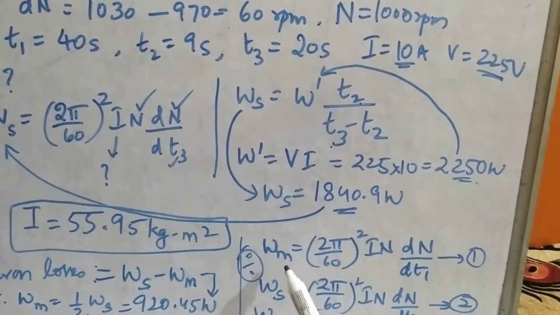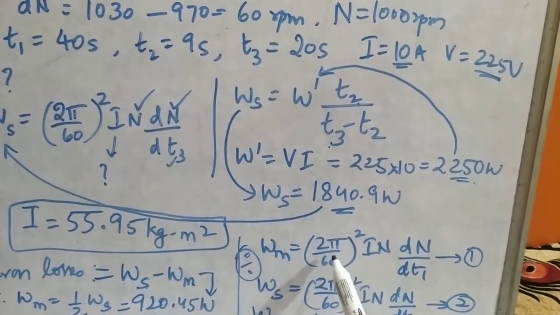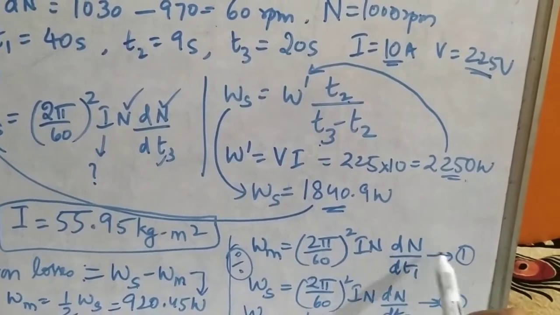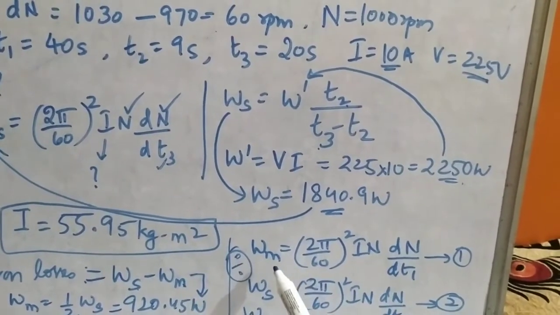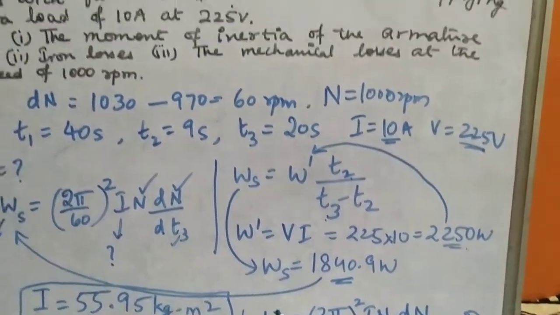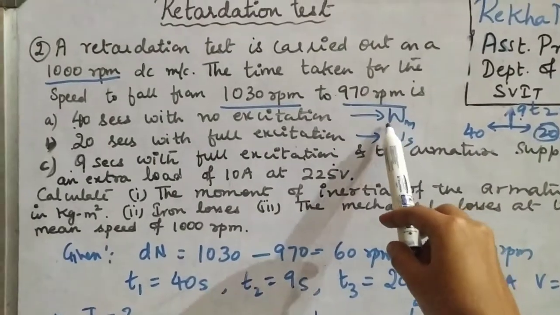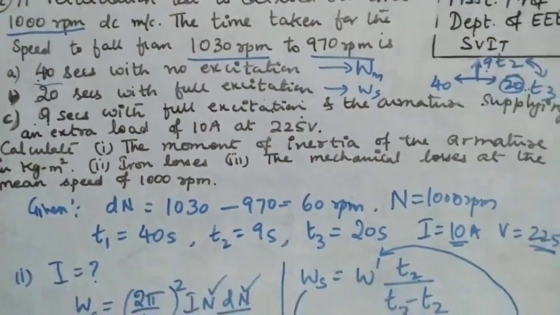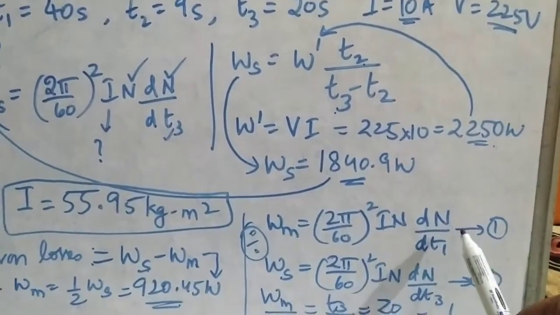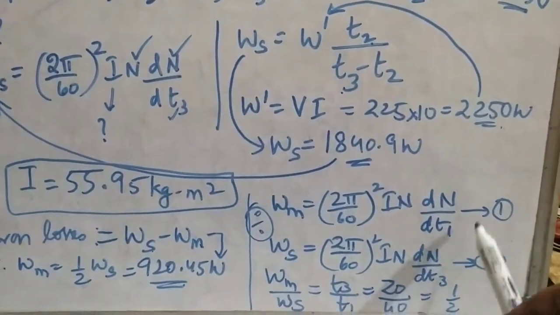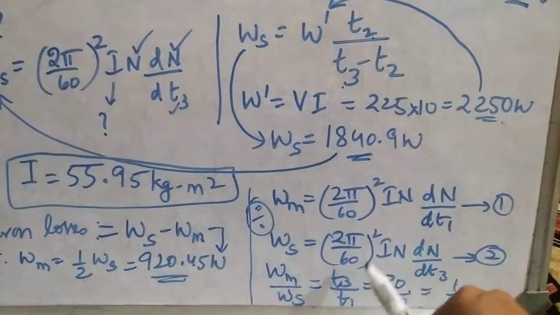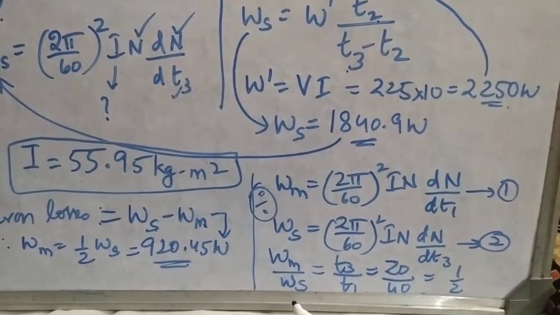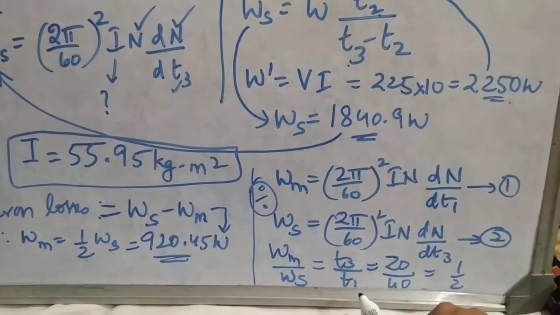Then what about the mechanical loss? That can be given as the same thing, (2π/60) whole square into I n dn divided by dt, at what time period are we producing the mechanical loss? That is with no excitation, that is t1. So I have to take it as dn by dt1. When you divide these two equations, all terms are similar, only the time period is changing. So Wm divided by Ws will be equal to t3 divided by t1.